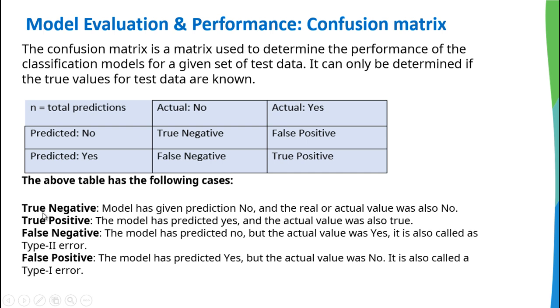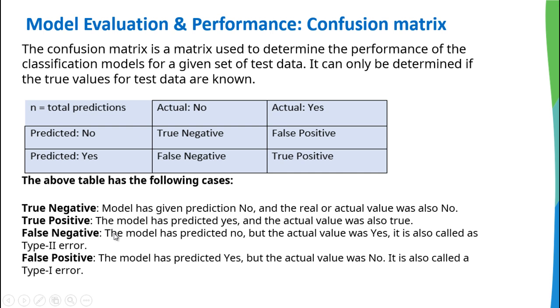So the first one is called true negative. It means the model has given the prediction no, and the real actual value was also no. Okay, we call it true negative. For true positive, the model has predicted yes, and the actual value is also yes. So the model says yes, and the actual is also yes.